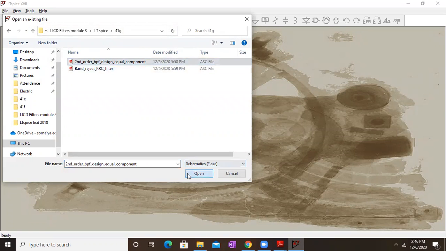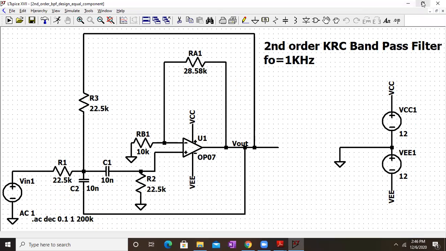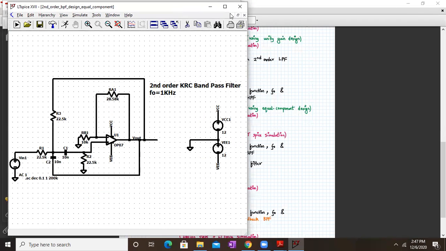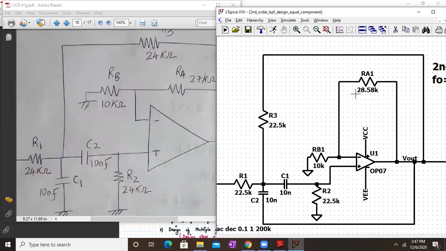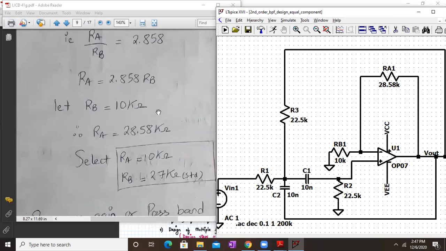Okay, bandpass filter equal component design. Okay, here is the circuit. So we have taken the exact values of resistors over here. So here we have it.